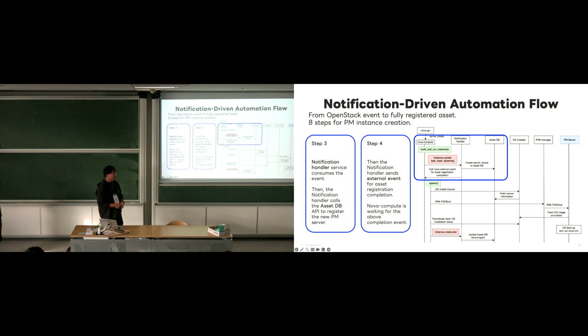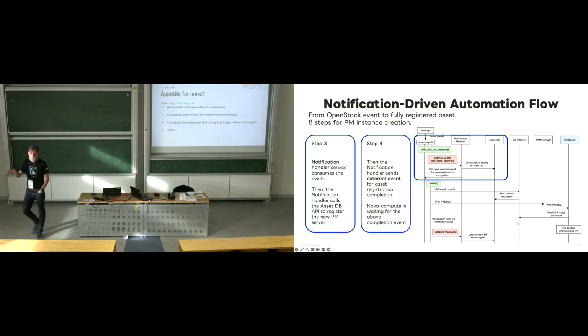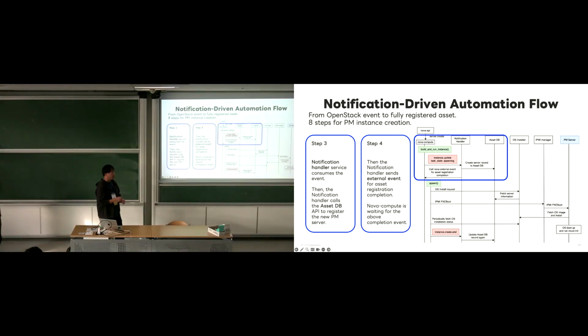And after step 3, on step 4, the notification handler sends the external event callback to Nova. Then Nova compute, actually, until then, Nova compute waits for the Asset DB registration, and once the Asset DB registration is completed, Nova receives the external event back from the notification handler to Nova compute. Then okay, Nova compute understands the instance is already registered to the Asset DB, so Nova compute can continue the instance creation at this moment.